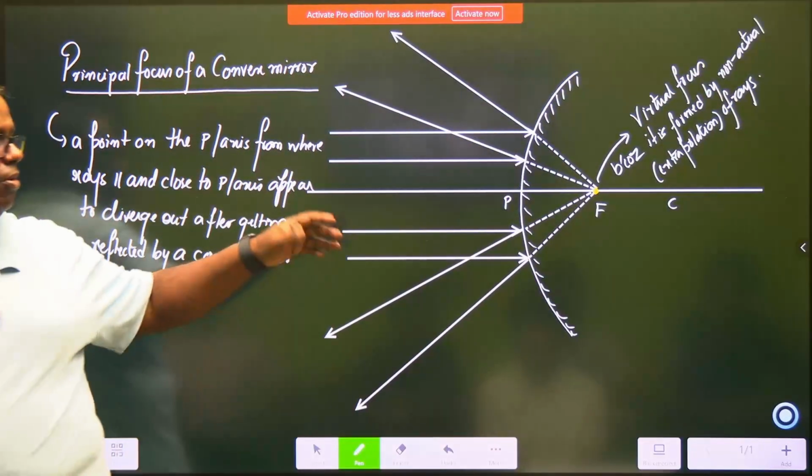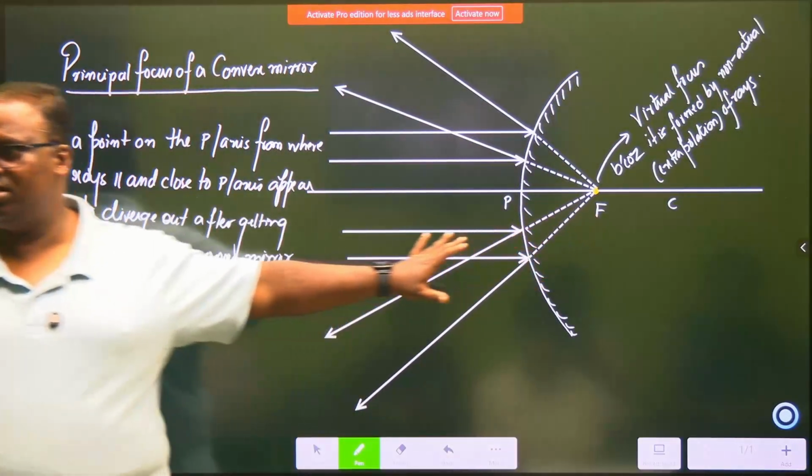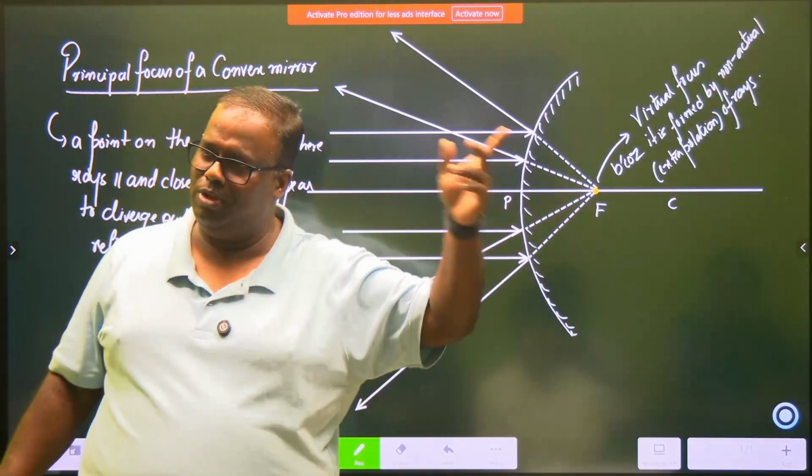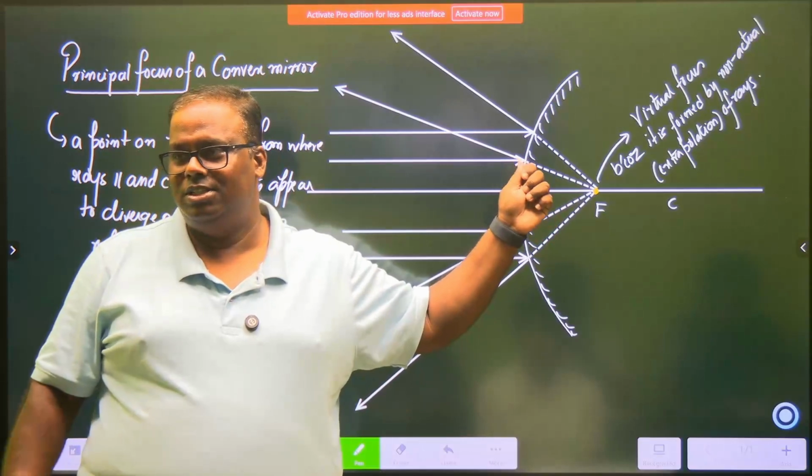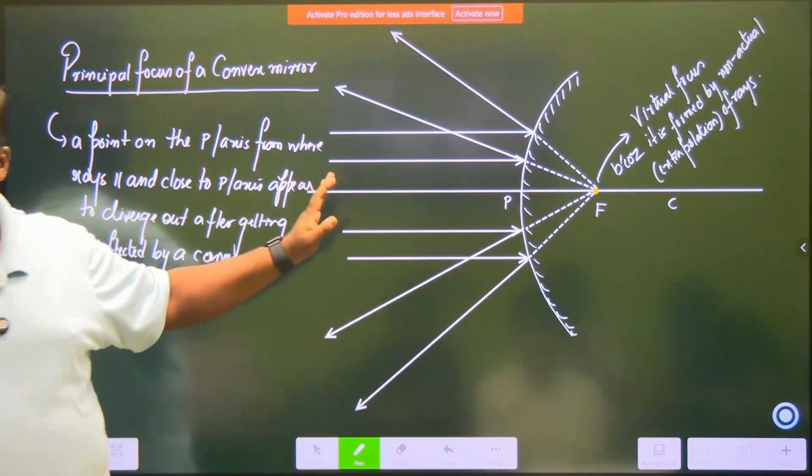That is all about the convex mirror that we study. And now we'll say, you child go to sleep. We'll again pick you sometime later. And now we'll go with our cuddly boy. Who is our cuddly boy? Concave mirror.